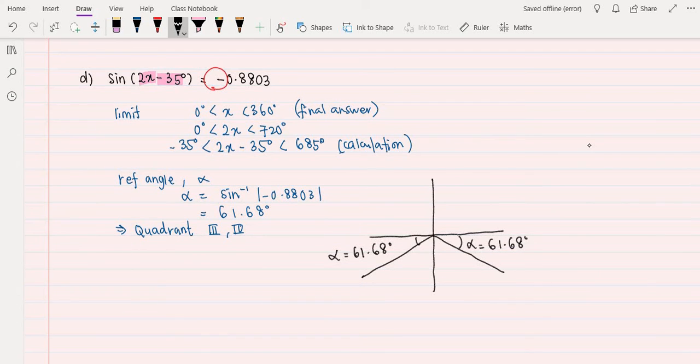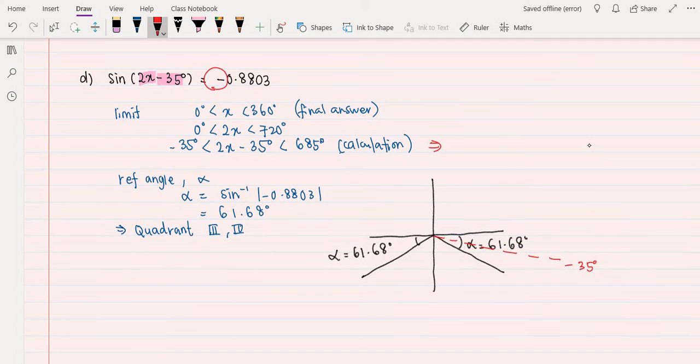So now to find my angle, you need to take note here. How many rotations do we have? It's more than one full rotation, but we won't reach two full rotations. The easiest way for you to identify is to locate where negative 35 degrees is. Negative 35 degrees will be somewhere here, and then 685 degrees is also here.